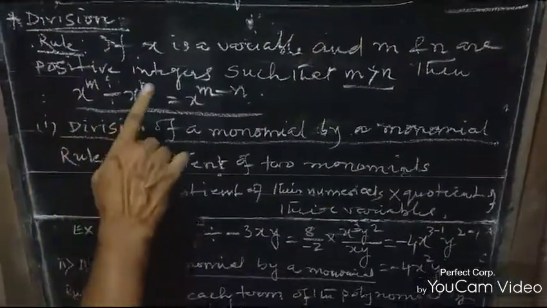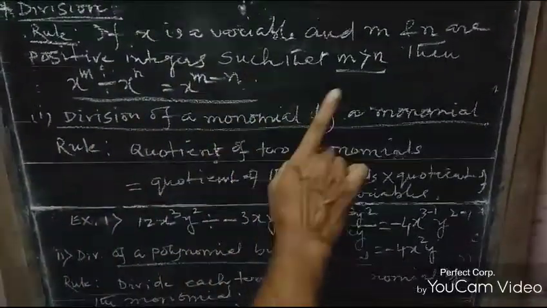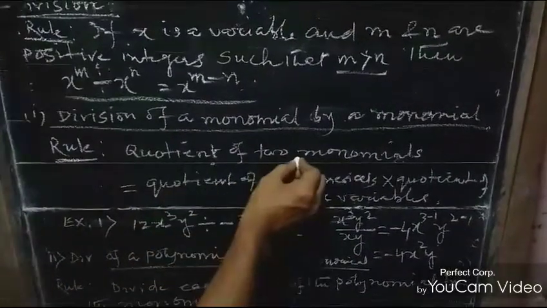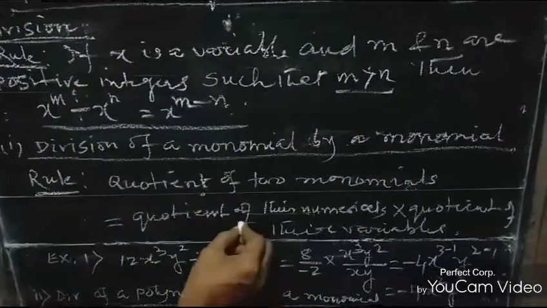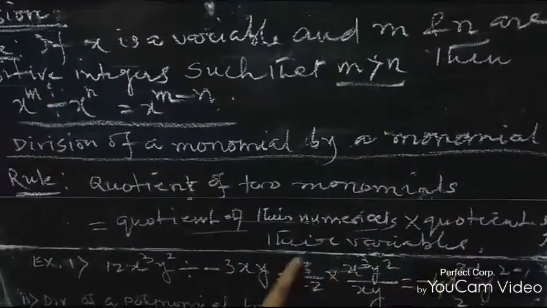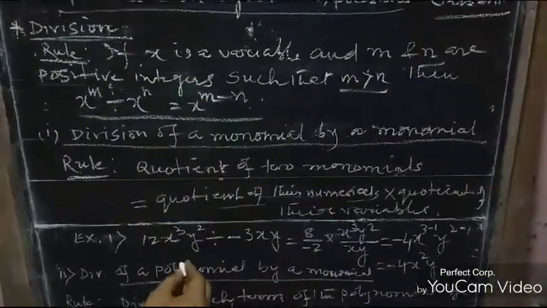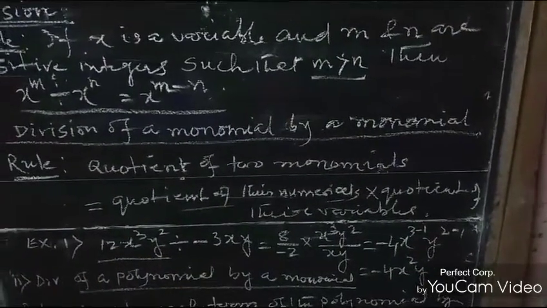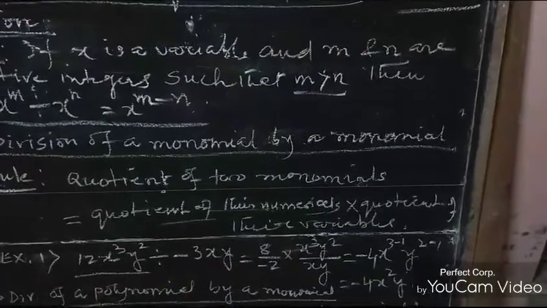Now we are going to start using this rule, that is the division of a monomial by a monomial. The rule is that the quotient of these two monomials will be the quotient of their numerical parts times the quotient of their variables. Now we are following this rule. See here, suppose this is a monomial and this is another monomial: 12x cube y square divided by minus 3xy.